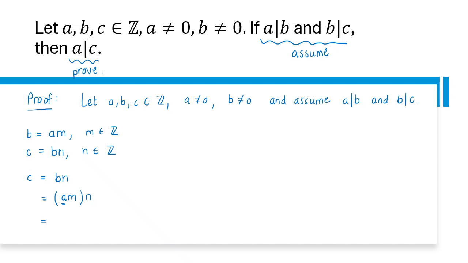So if we just rewrite this slightly, and we say C is equal to A times Mn, we can do this because of the associative property of integers, right? We have that C can be written as a product where A is one of the factors, and the other factor involved, Mn, is an integer. This means, or we can conclude, that A does divide C, and our proof is complete.